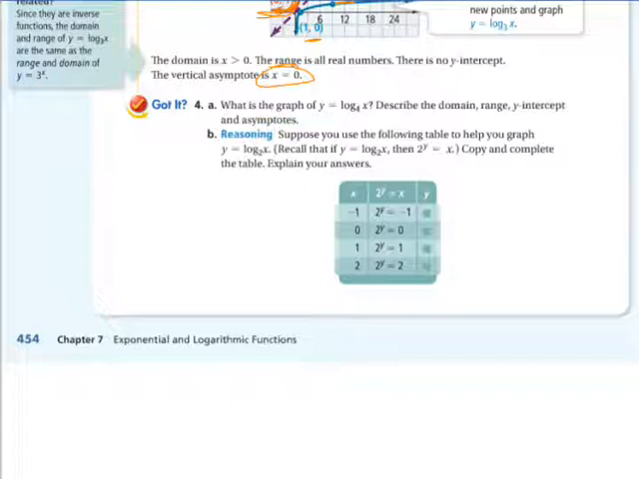Go ahead, pause the video here, see if you can get a graph for log base 4 of x, and see if you can answer part B also. Make sure you talk about domain, range, y-intercept, and asymptotes. Okay, make sure you do all that. Go ahead and pause the video now.